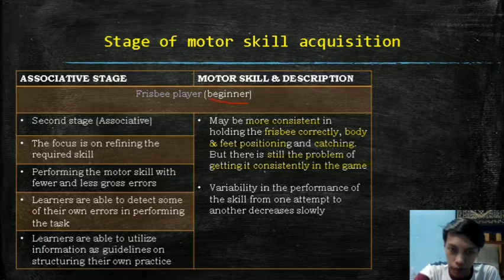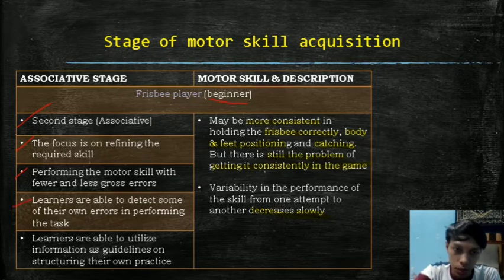Next, variability in the performance of the skill from one attempt to another decreases slowly. So maknanya dia kurang buat mistake, decrease slowly. So in the second stage, the beginners focus on refining the required skill. Maksudnya dia kemaskan lagi skill-skill yang dia belajar. Next, performing the motor skill with fewer and less gross errors. So lebih kurang lah, dia kurang buat mistake dalam stage ni.